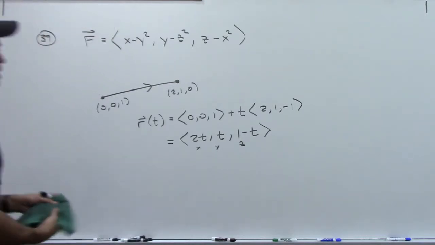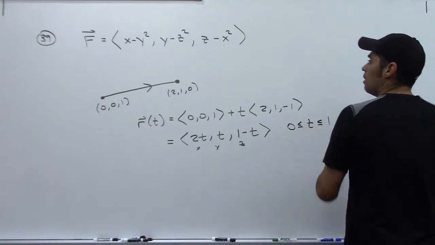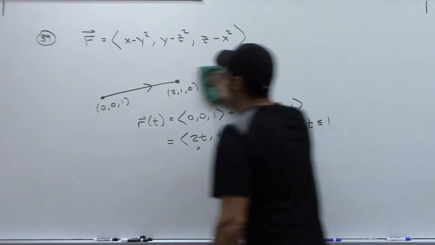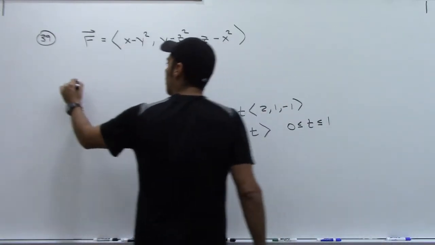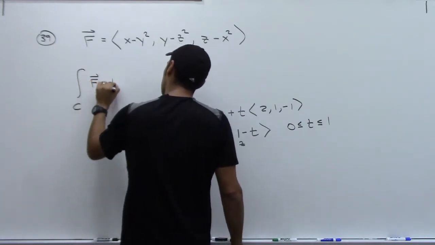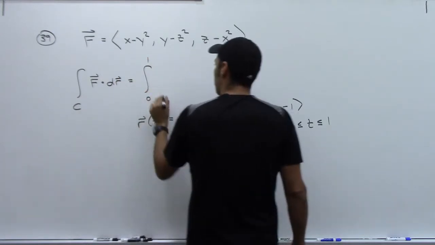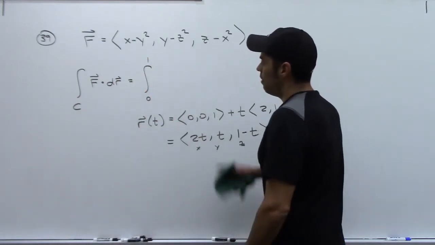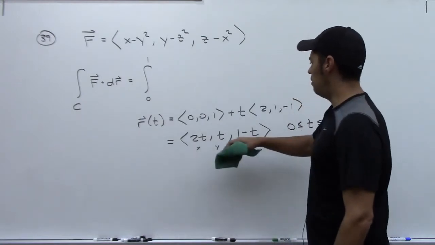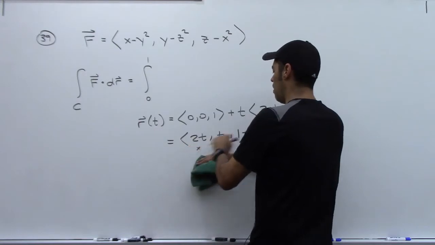Oh, and then t varies between, of course, 0 and 1, because I'm drawing a line segment. All right, so I should be able to set this thing up. I'm going to squeeze it in right here. The integral over C of the vector field F dot dr should be equal to the integral from 0 to 1 of F with r plugged in. So here's r. I'm going to plug in for x, y, and z into that.